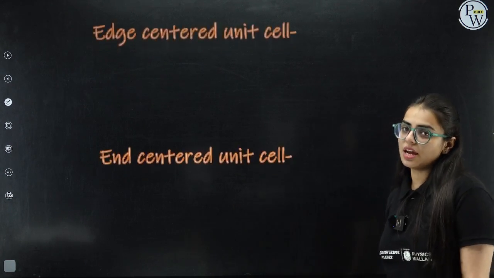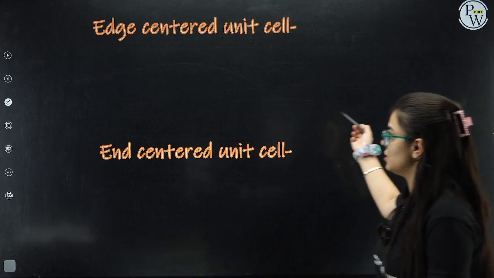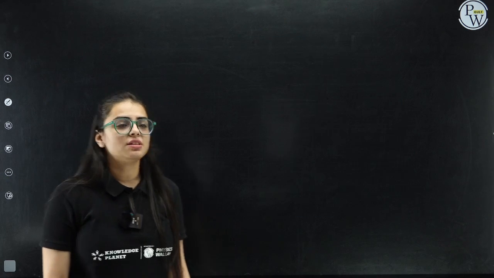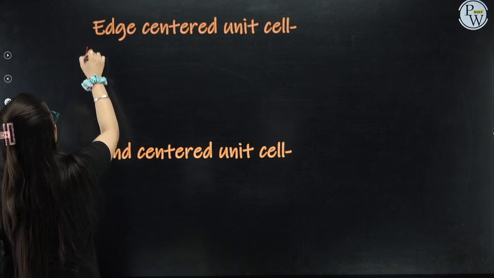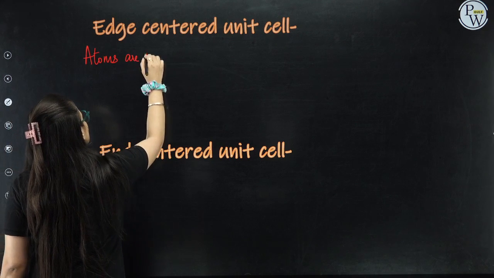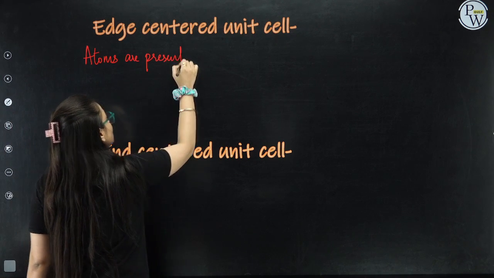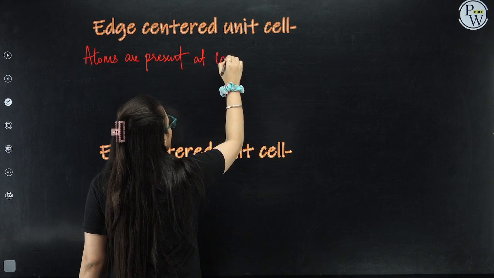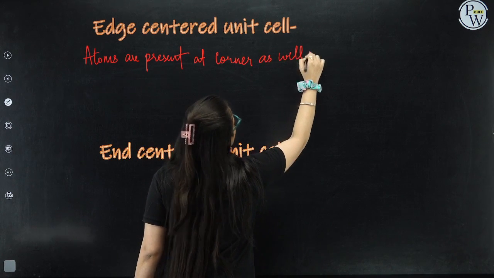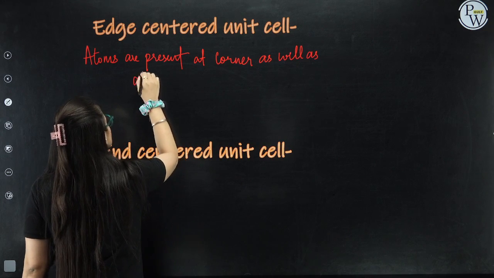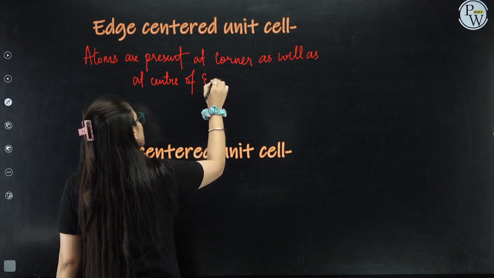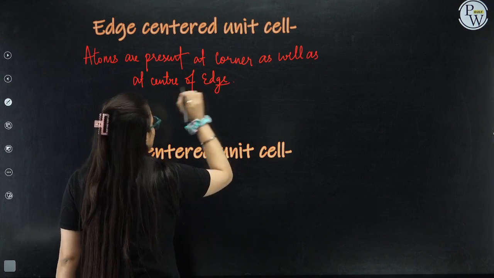Now comes the next type, that is your edge-centered unit cell. In the case of an edge-centered unit cell, students, atoms are present at the corner as well as at the center of the edge, here you can write it down. So that is the edge-centered unit cell.